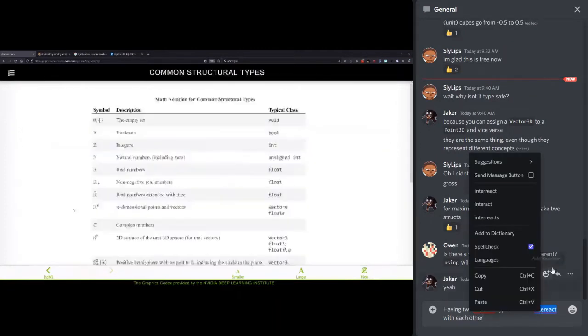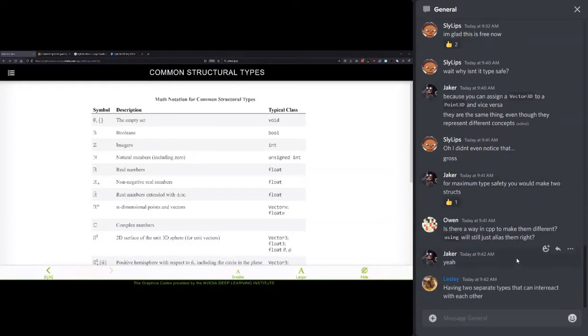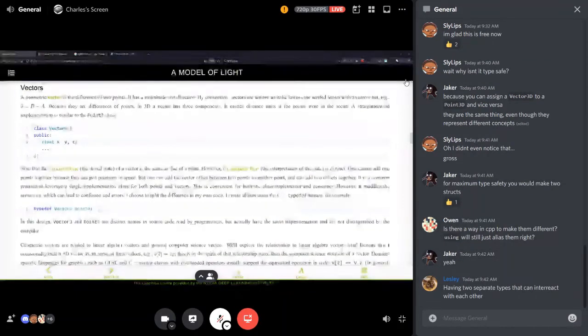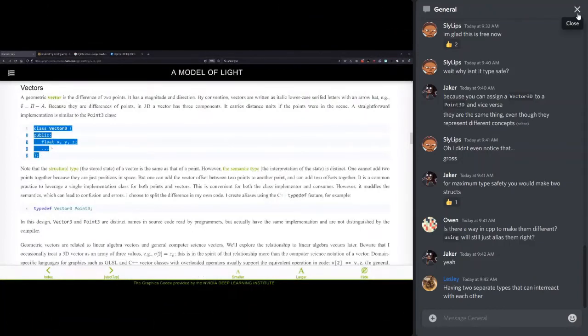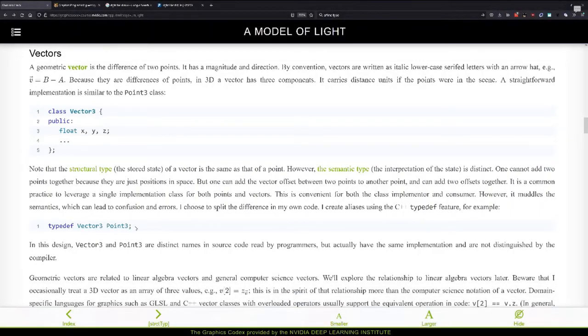Yeah, there's ways to make a type safe thing, and it pretty much is just you define a Vector3 class and you define a Point3 class, and they're just separate classes. Using typedef is not it, it creates a weak alias. It's always interchangeable.